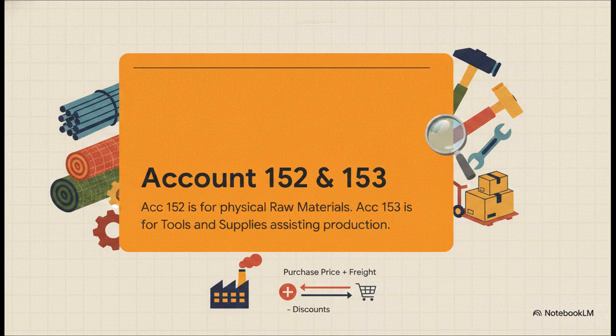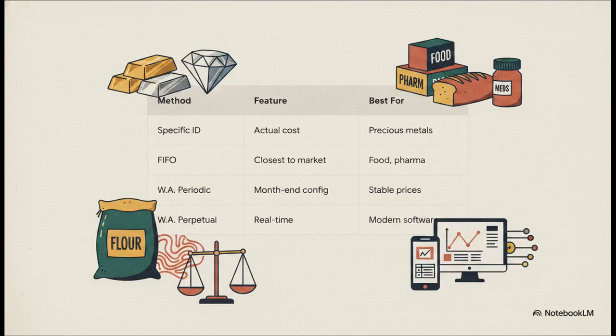Now pay attention to how we determine the cost when buying these. The total cost includes the purchase price plus freight, but, and this is absolutely crucial, any trade discounts we know about before receiving the goods, those are deducted immediately from that initial cost. So once we actually get these materials sitting in our warehouse, how do we calculate their cost when we finally issue them to the factory floor?